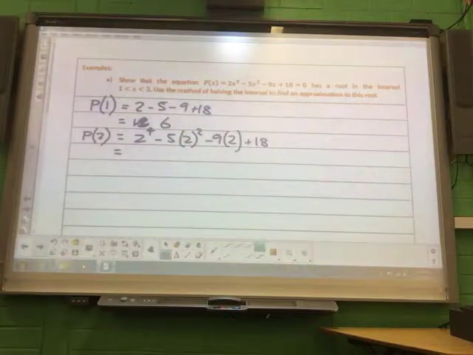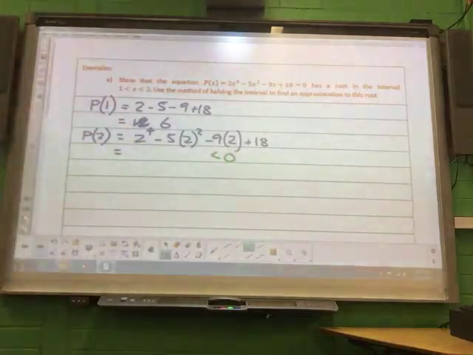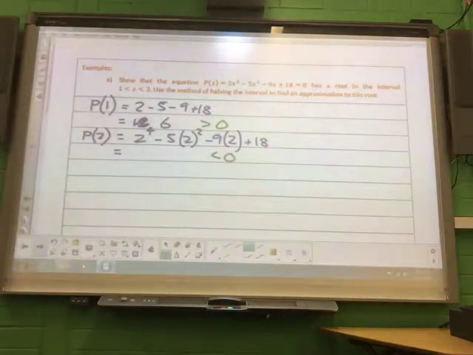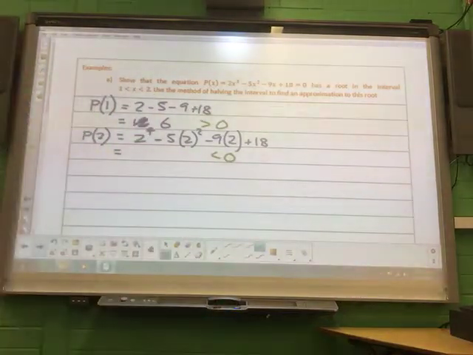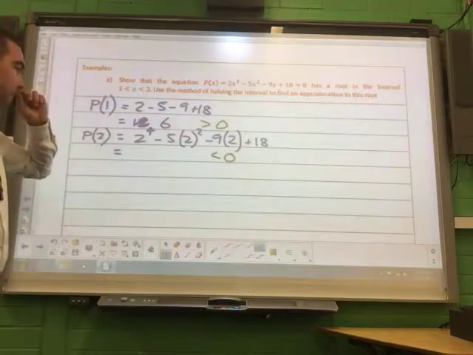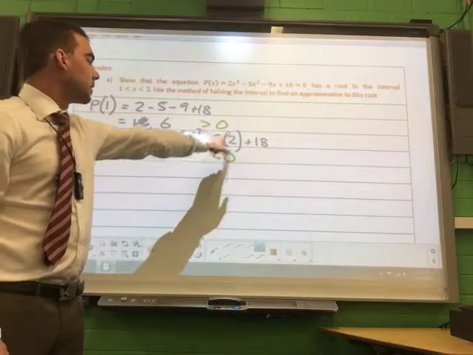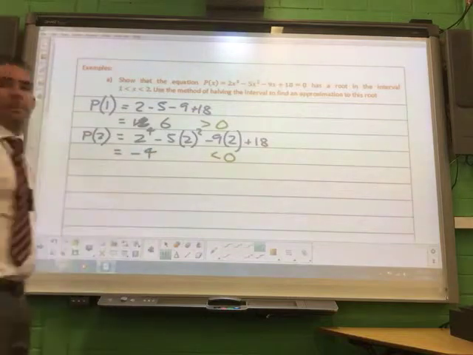You could put this in your calculator rather than working it out. If it's going to be a negative number, all we really need to show is that we know this is less than 0, we know that's going to be greater than 0, we know that's going to be less than 0. We could show that. So we've got 16, take away 20, it's negative 4, plus 18, take away 18 plus 18. So we're going to have a negative.